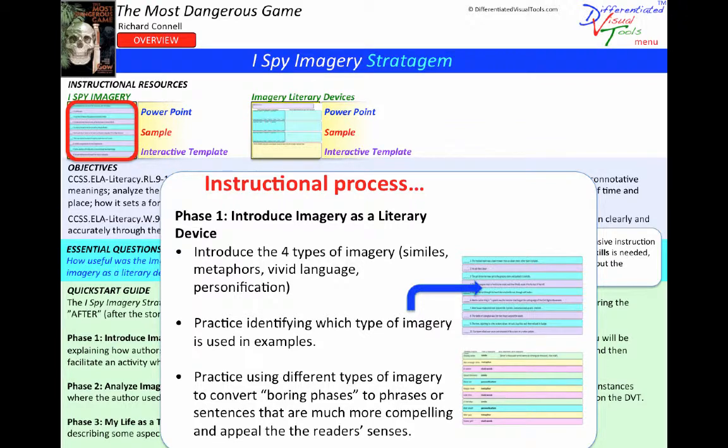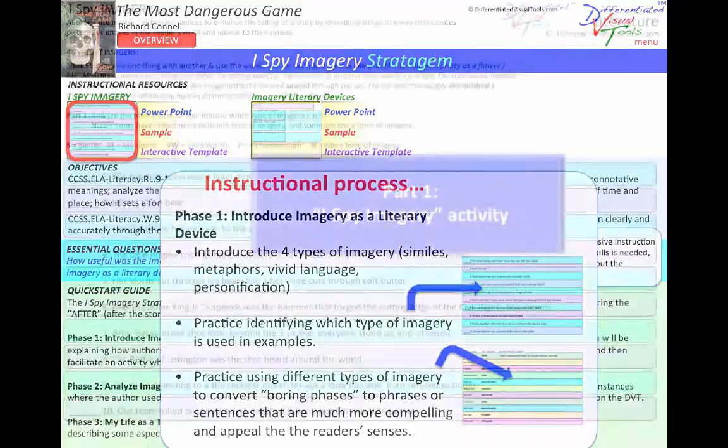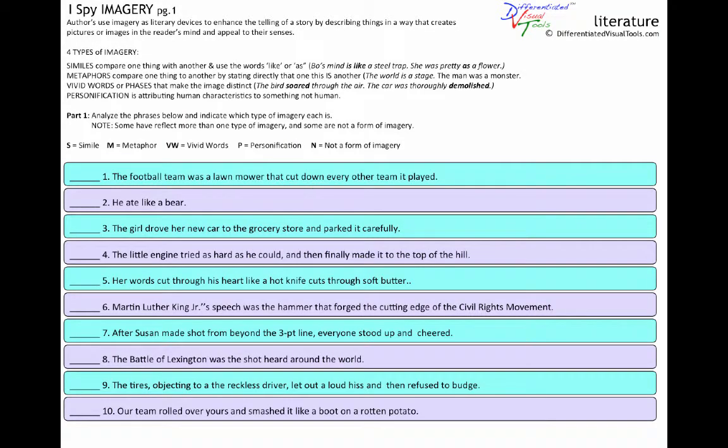Also in phase 1, you'll be working with students using different types of imagery to convert boring phrases to phrases or sentences that are much more compelling and appeal to the reader's senses. So for an example, this is page 1 of the I Spy imagery DVD. So you'll be introducing students to the different types of imagery and then analyzing specific phrases to identify what type of imagery is being used in the phrase.